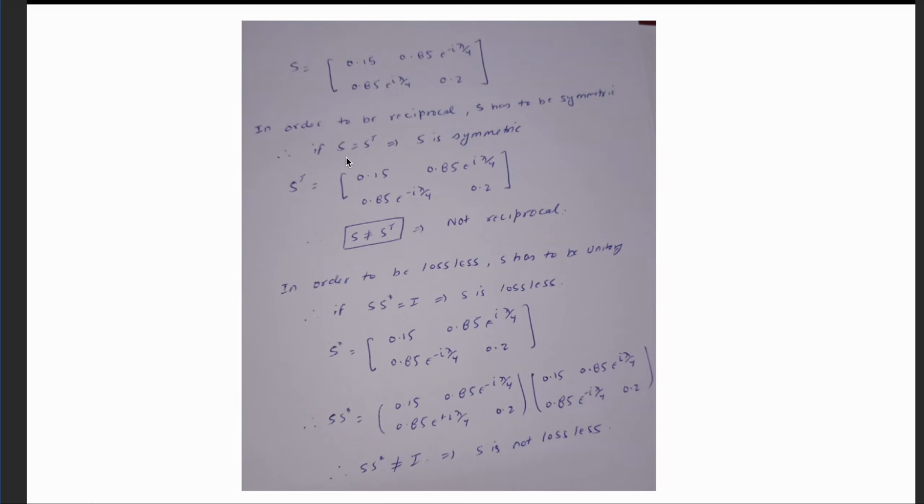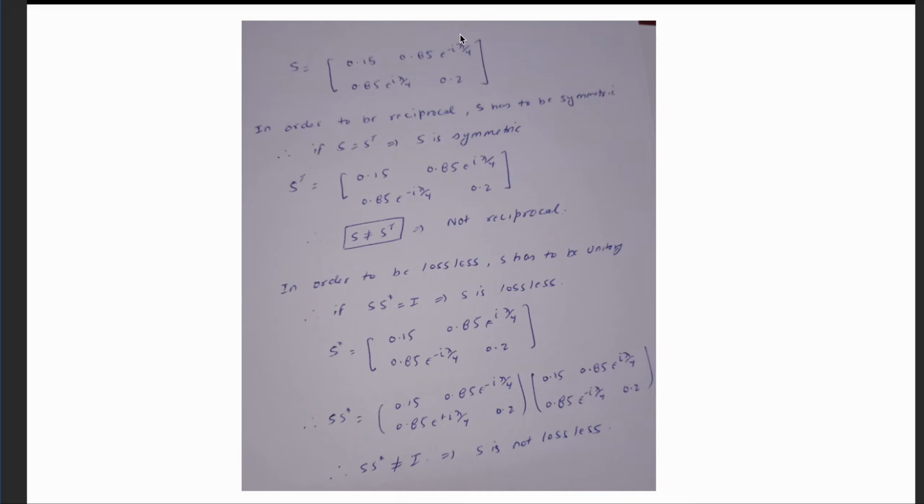Now, in order to be reciprocal, your S should be equal to S transpose. You know how to take the transpose of a square matrix, right? If S is equal to S transpose, then only S is symmetric. If you take the transpose, you bring the 0.85 from the row into the column, and the column goes into the row, and this will be your transpose. Now you can clearly see that S is not equal to S transpose.